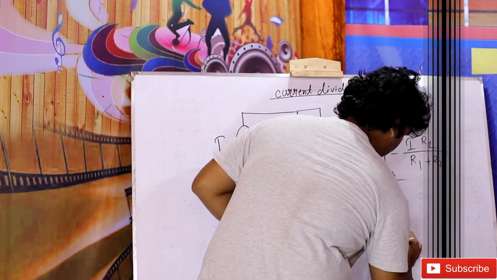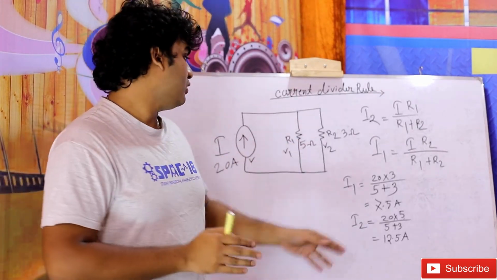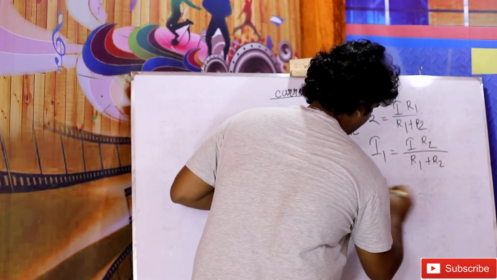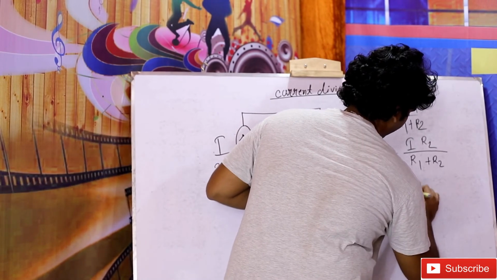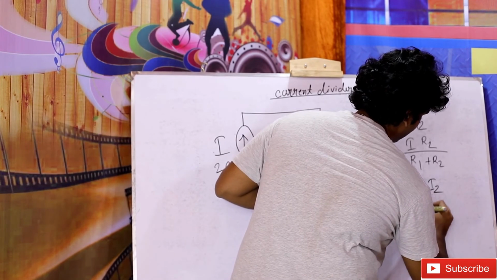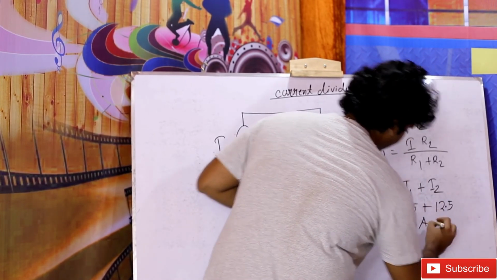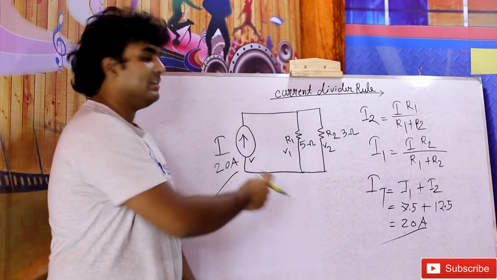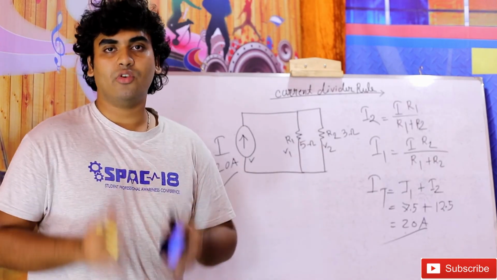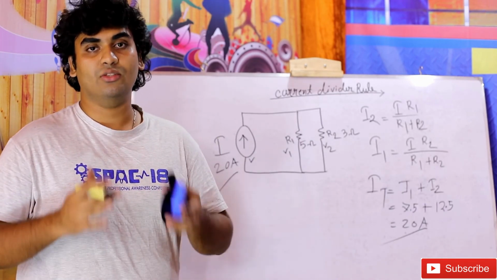That will be 12.5 ampere. Now we have to check that the total current is equal to I1 plus I2. We know I total equal to I1 plus I2. That means 7.5 plus 12.5 is equal to 20 ampere. This result and the source current are the same. So it verifies the current divider rule. Viewers, we have proved the current divider rule with mathematical expression and with equation.